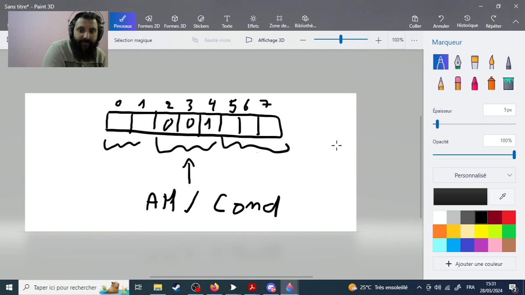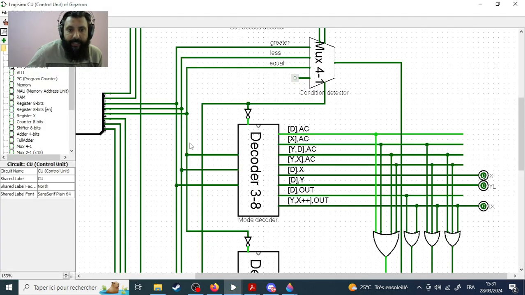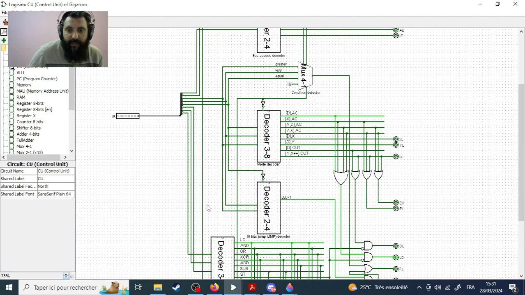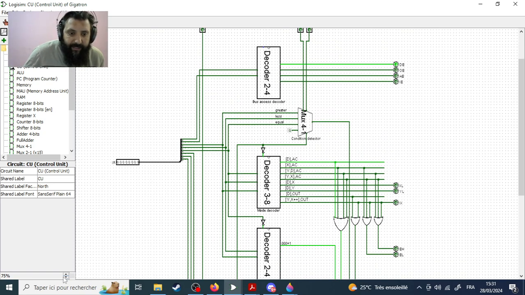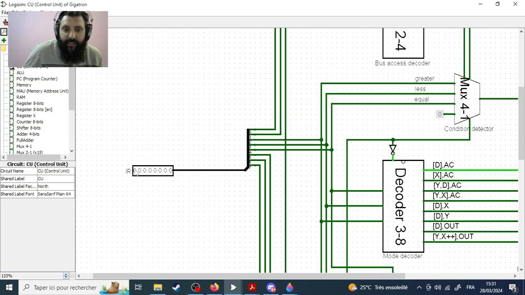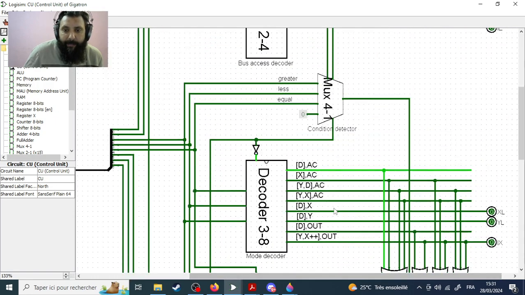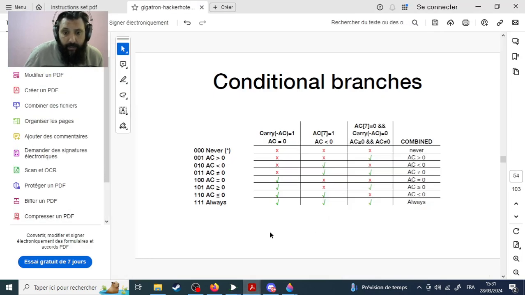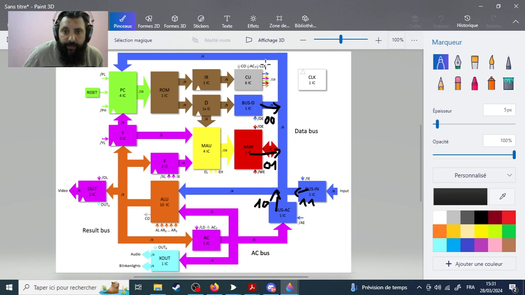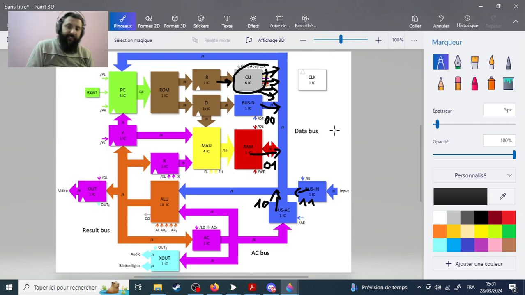Now we have to see how the UC, the control unit, needs those 8 bits to implement the architecture. We have the UC here, and it gets the 8 bits of the instruction here, and depending on the instruction, it needs to fire the different command signals.